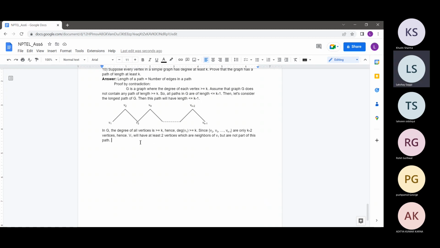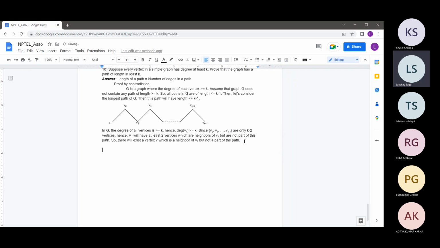So what this means is that there will exist a vertex V which is a neighbor of V1 but not a part of the path. And this is the longest path. Remember, we have chosen this path, which was the longest path.